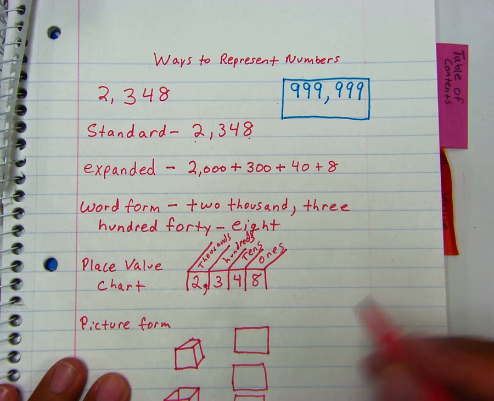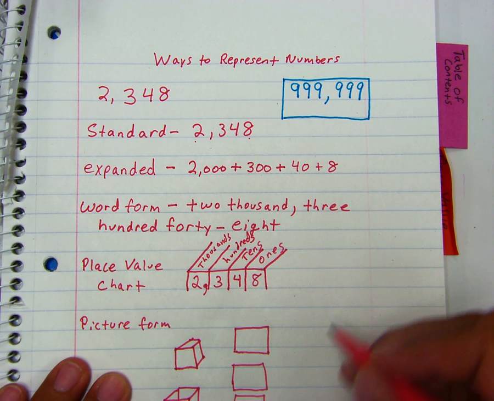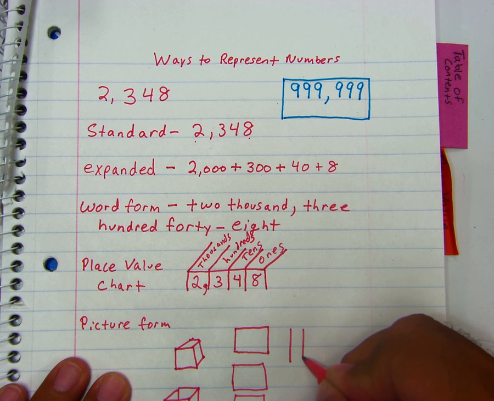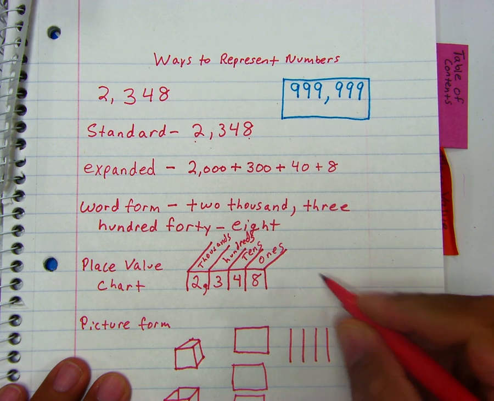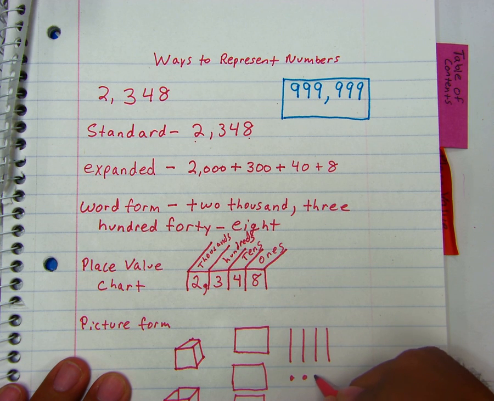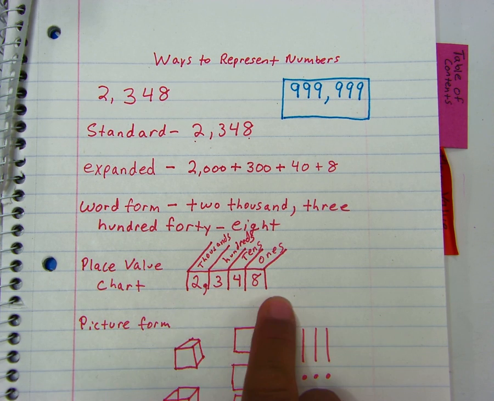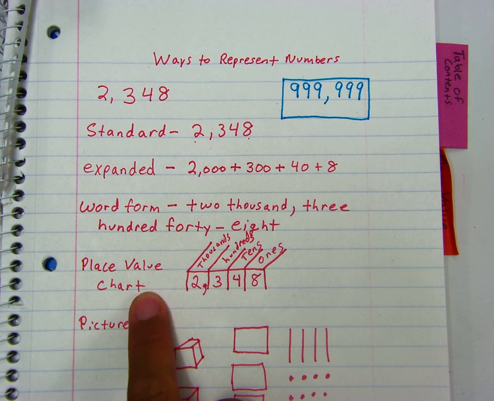Okay, now we have our tens. Tens, we also call those our longs or our rods. So I need 4 of those. So 1, 2, 3, 4. And lastly, we have our ones, which we should have 8 of them. 1, 2, 3, 4, 5, 6, 7, 8. Now, like I said before, the picture form is only good until the 4 digits, which is what they learned in 2nd grade. In 3rd grade, we're going to extend those digits past the thousands place to the 10,000s and the 100,000s.